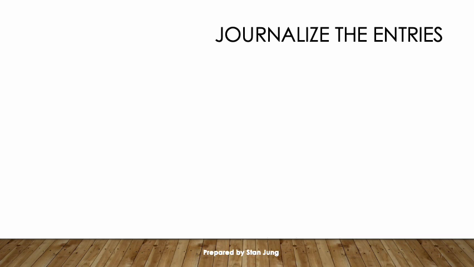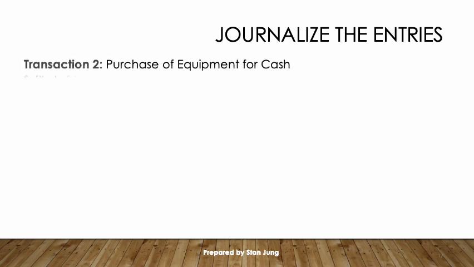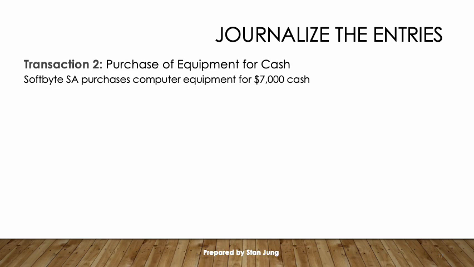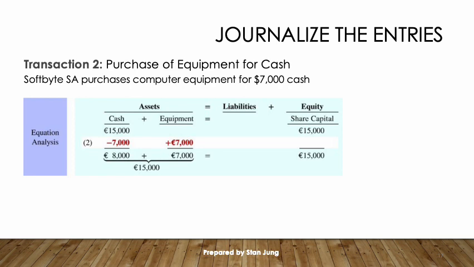Let's take a look at one more and only one more transaction, and then we'll continue on. So the second transaction was the purchase of equipment for cash. And in this case here, we agreed earlier that we're going to use cash in order to complete this transaction. So the cash account is going to go down, but we're acquiring equipment. And so our equipment balance is going to go up.